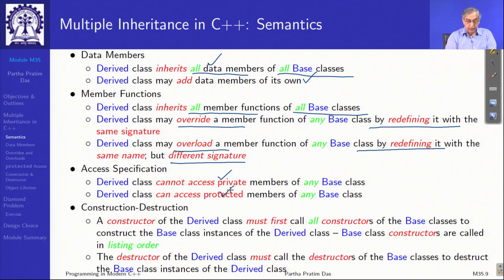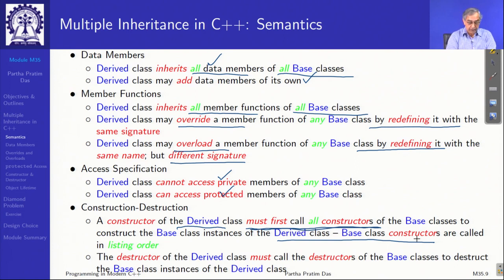For construction of the derived class, it must first call all constructors of all base classes. Earlier there was only one base class, so it had to construct that. Now, it is quite obvious that there are multiple base classes, so all of those constructors must be called, and the base instances have to be created within the object before the derived class can be constructed. And these constructors will be called in the order in which they are listed in the inheritance list that we provide.